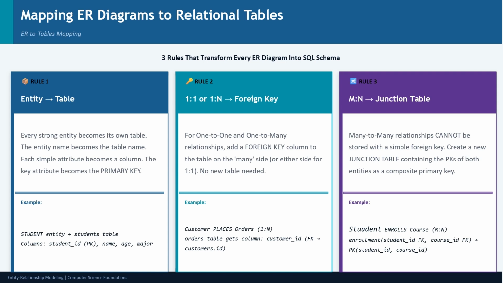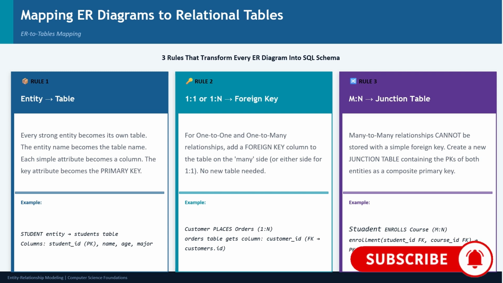Rule 2. For one-to-one and one-to-many relationships, add a foreign key column to the table on the many side, or either side. For a one-to-one, no new table is needed. The relationship lives in that single column. Rule 3. Many-to-many relationships cannot be stored with just a foreign key on one side. You must create a new table called a junction table or a bridge table.